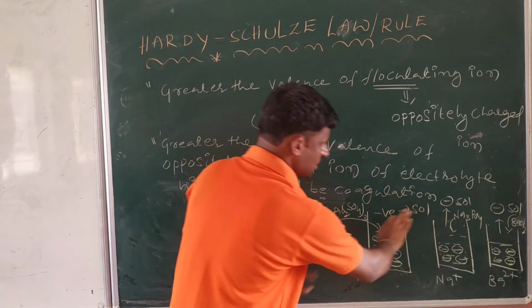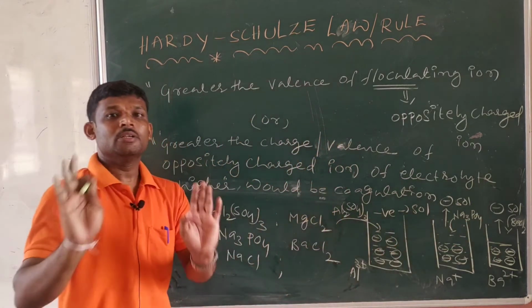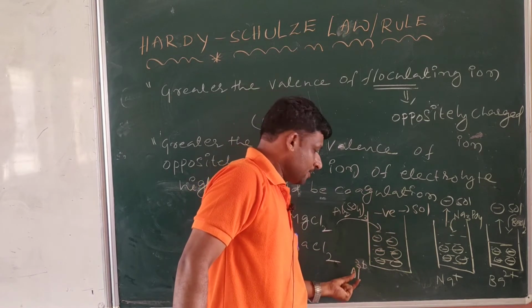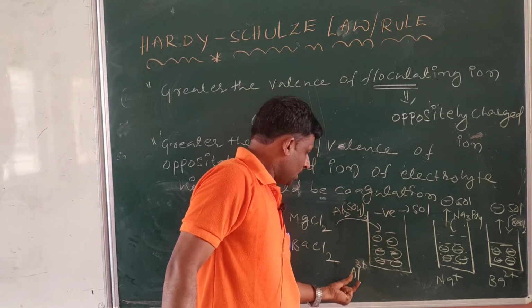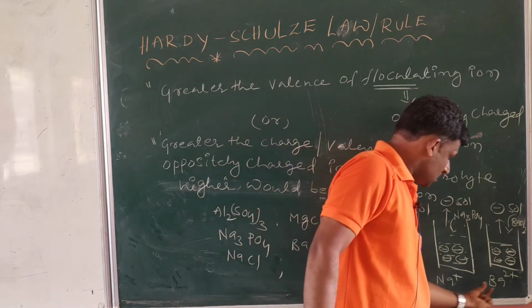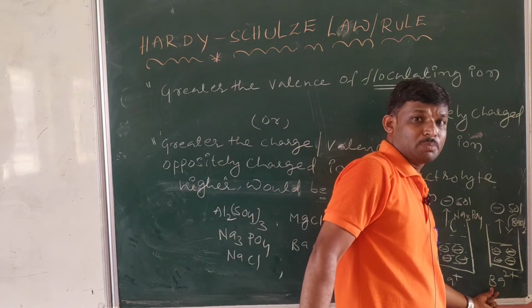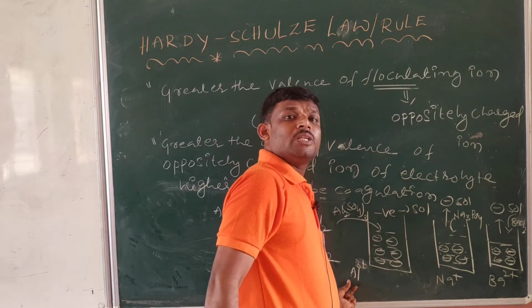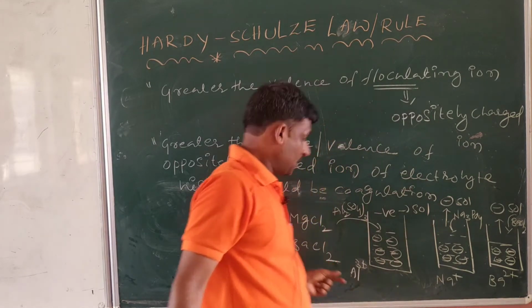Al3+, same sol, but what I changed here is only the electrolytes. One electrolyte shows a +3 oxidation state, another shows a +2 oxidation state. So the valence is more, and coagulation takes place very fast. Are you getting my point?